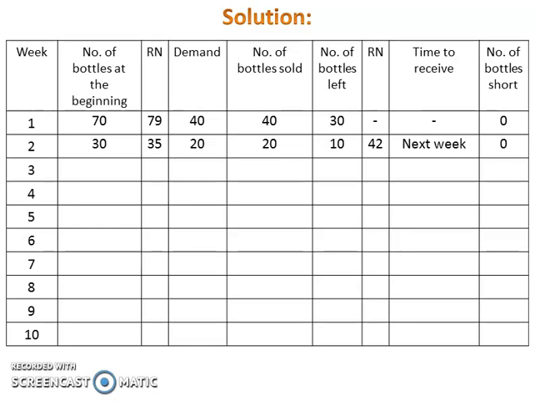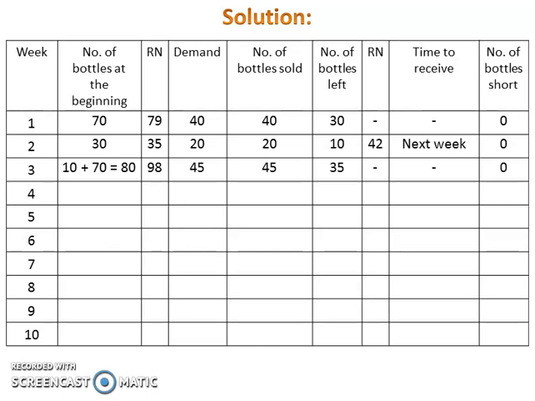On week 3, we begin with 80 bottles of gems and random number for demand is 98. Demand for week 3 is 45. Number of bottles of gems sold on week 3 is 45. Thus, number of bottles of gems left is 35. Since there are 35 bottles left, we don't need to order. There is no shortage, so number of bottles of gems short is zero.